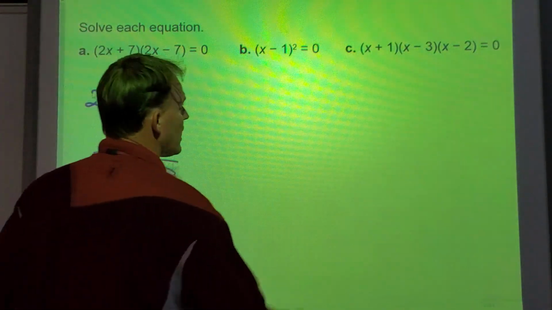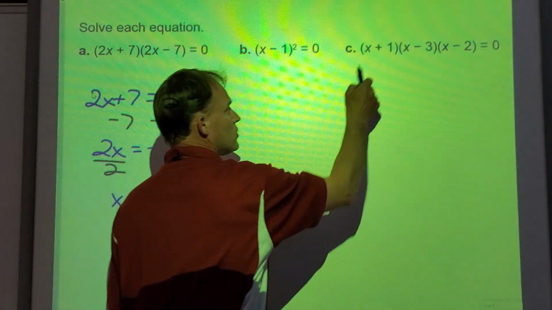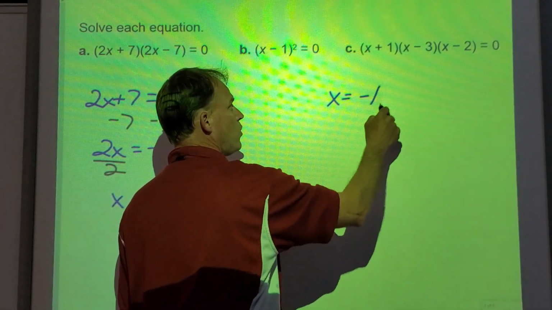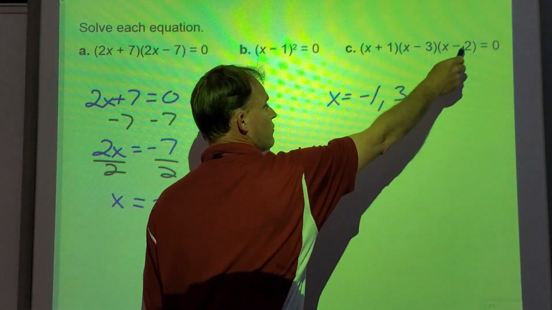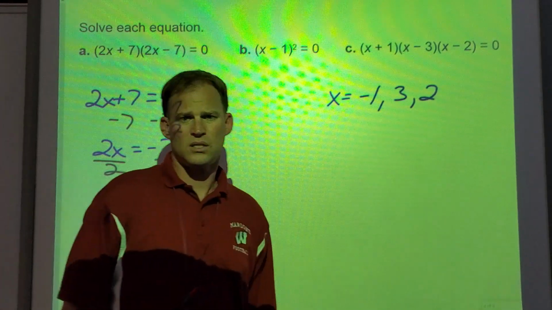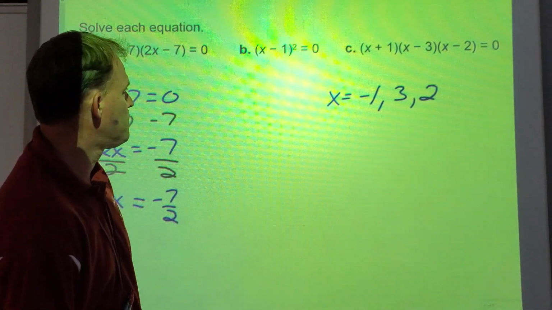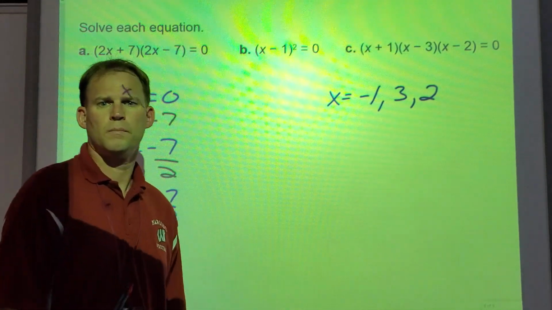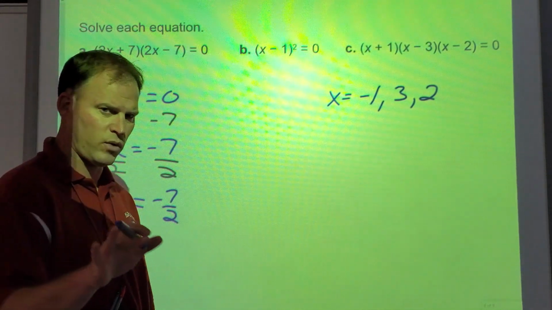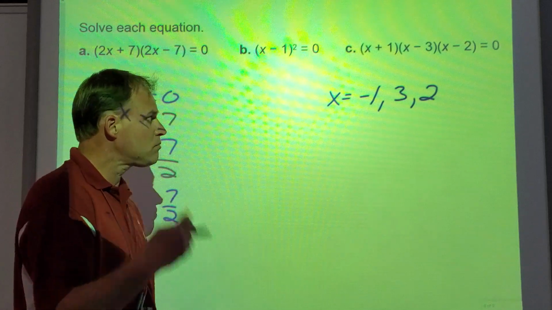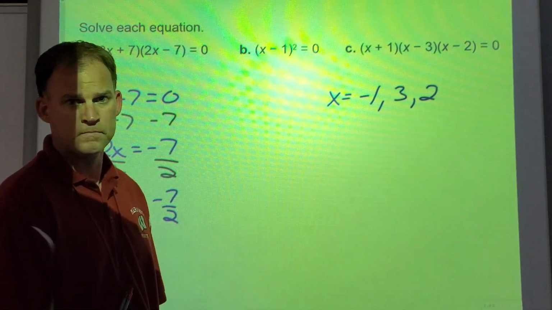Okay, so I've got 3 factors. This one is going to give me -1. This one's going to give me +3. This one's going to give me +2. So there's 3 solutions there. I can have as many solutions as I want. When we graph, we've only graphed the 2 solution one, but you can have multiple. Questions?